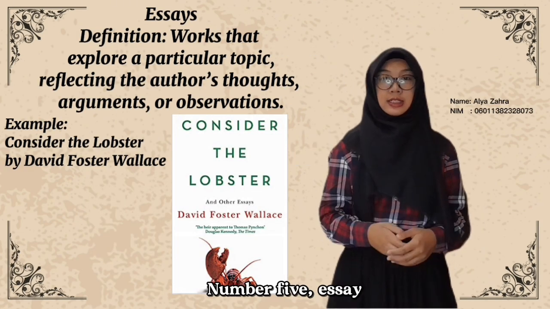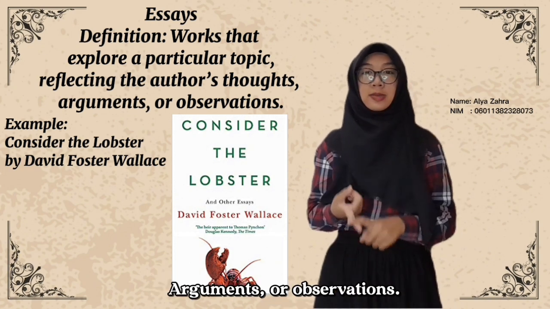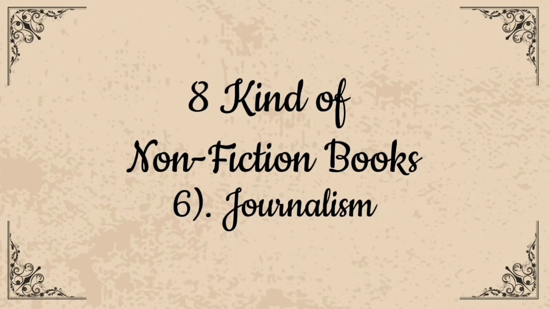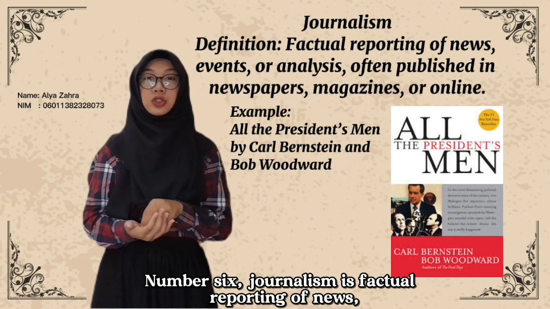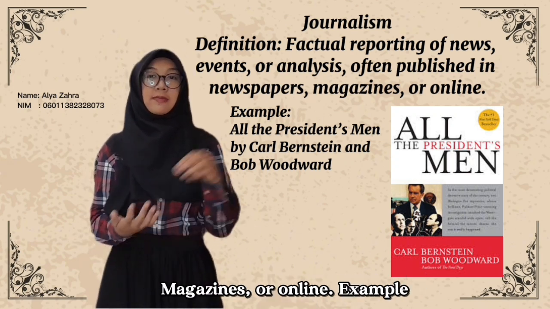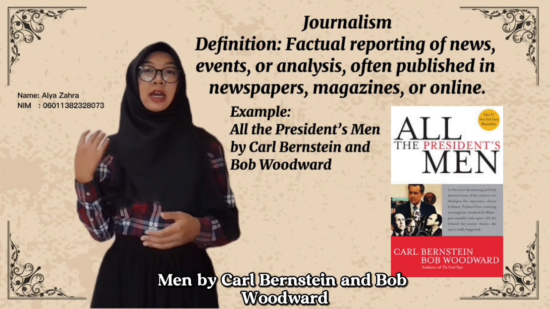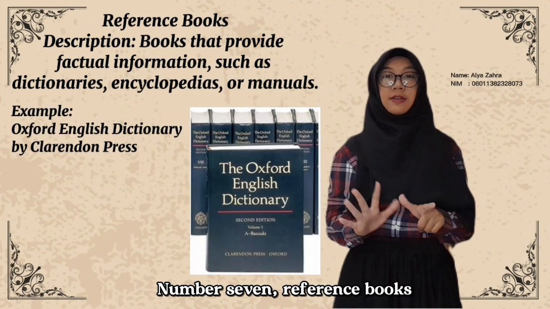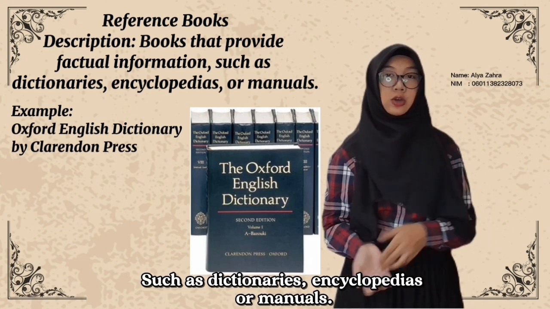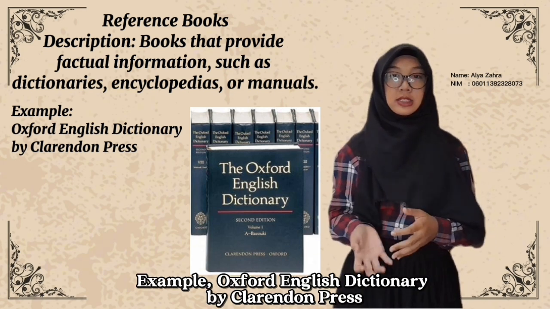Number 5, essay. Essays are works that explore a particular topic, reflecting the author's thoughts, arguments, or observations. Example, Consider the Lobster by David Foster Wallace. Number 6, journalism is a factual reporting of news, events, or analysis often published in newspapers, magazines, or online. Example, All the President's Men by Carl Bernstein and Bob Woodward. Number 7, reference books are books that provide factual information such as dictionaries, encyclopedias, or manuals. Example, Oxford English Dictionary by Clarendon Press.